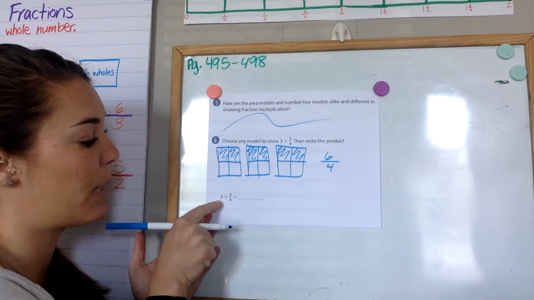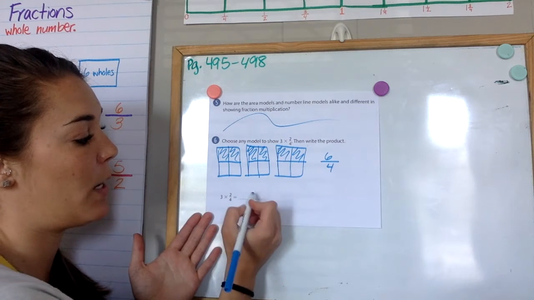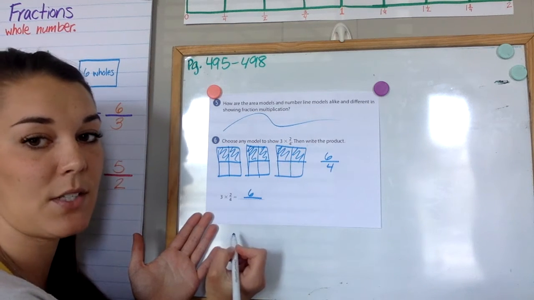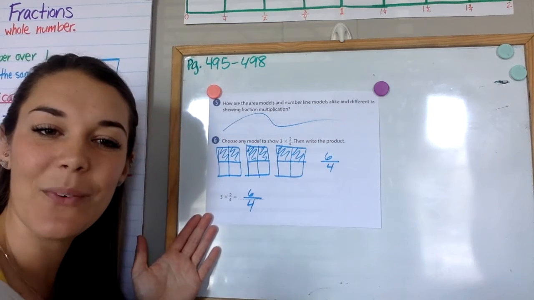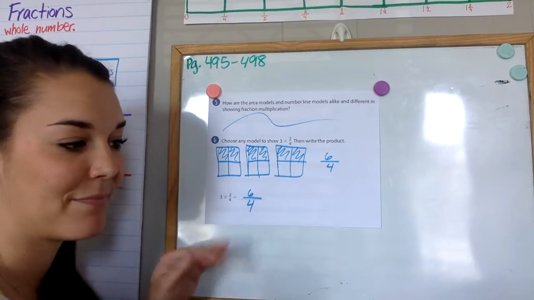Let's check it using multiplication. 3 times 2 is 6. Our denominator stays a 4. Aren't we so smart? We did it.